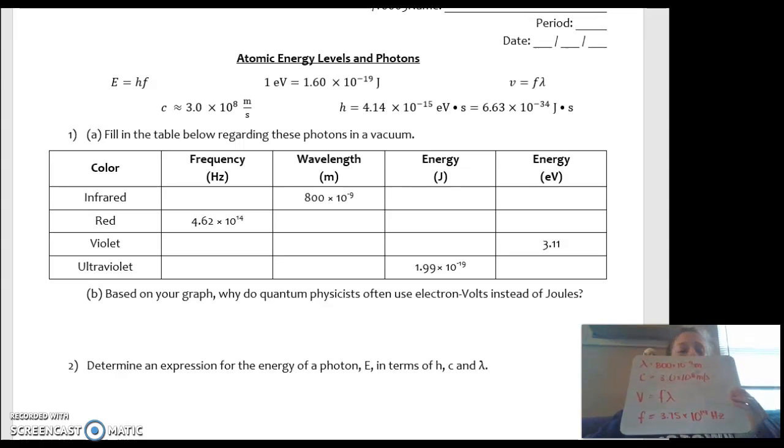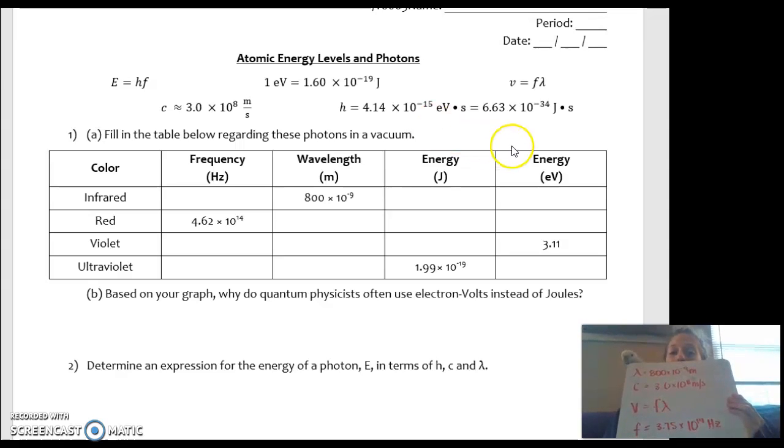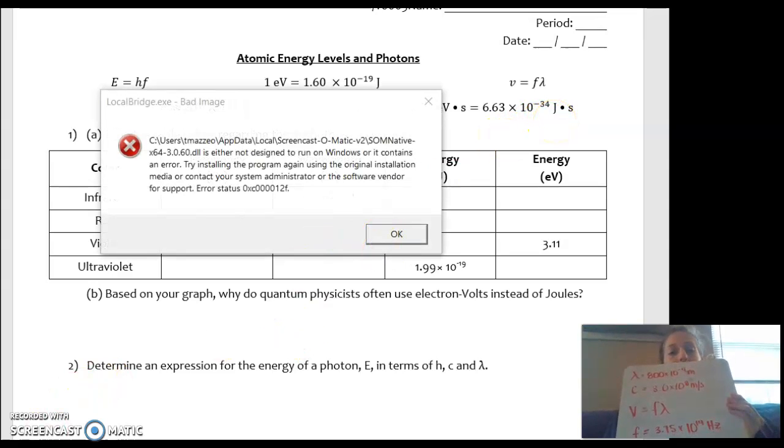So hopefully you found that the frequency is 3.75 times 10 to the 14th hertz. Huge, right? So now we can find energy in joules and energy in electron volts. We simply have to use our equation E equals H times F. Since I have the frequency, I can multiply Planck's constant in electron volt seconds to get energy in electron volts, and I can multiply the frequency times Planck's constant in joule seconds to get the energy in joules.